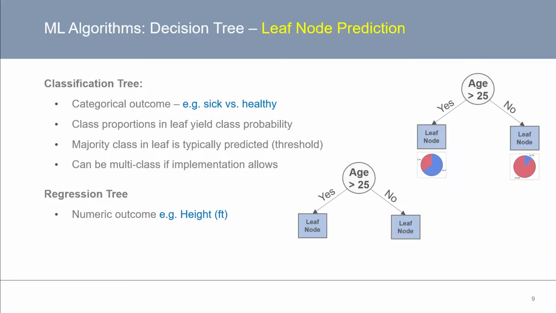Then there's regression trees, with a quantitative outcome such as height. Here, the predicted outcome at a leaf is typically the average of instance outcome values that ended up in that given leaf. In this illustration, we can see the distribution of training instance outcome values that ended up in either leaf. Also, we can see that for future predicted instances that end up in the left leaf node, they'll have a higher predicted outcome value than those that end up in the right leaf node.